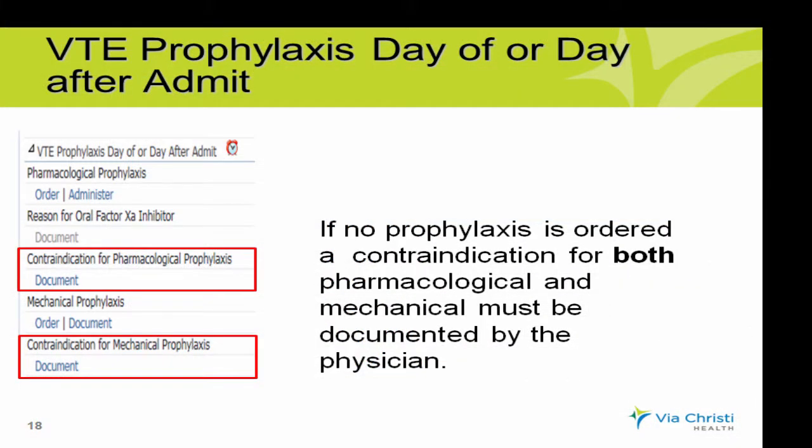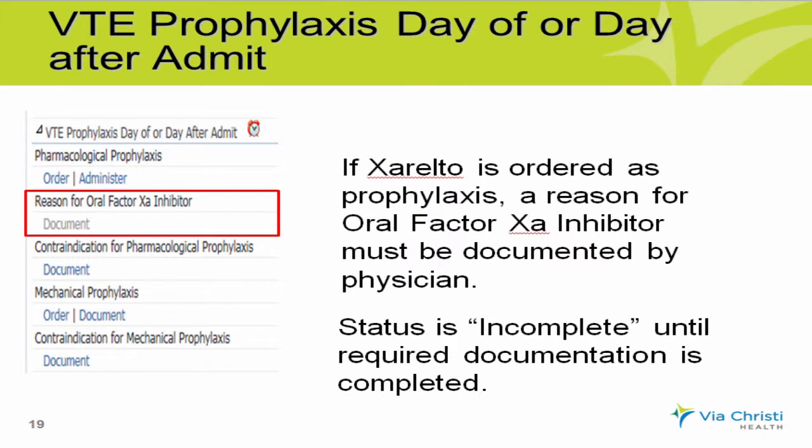If an antiembolism device is the only prophylaxis ordered and the patient refuses them, the physician should be notified to obtain an order for pharmacological prophylaxis. If no prophylaxis is ordered, a contraindication for both pharmacological and mechanical must be documented by the physician. If Xarelto is ordered as prophylaxis, the measure will not be completed until a physician documents a reason why. This can be done via the hyperlink on the component via the Reason for Oral Factor 10A inhibitor.